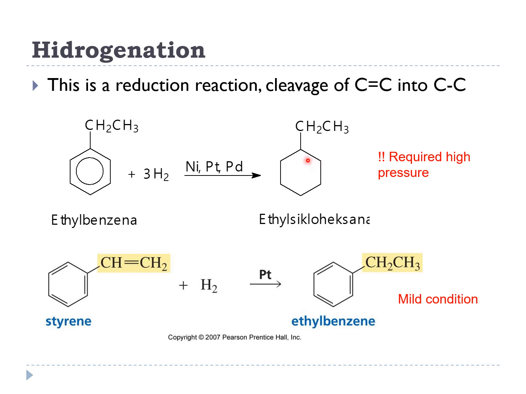Here you can see that the double bond of carbon atoms is cleaved into single bond carbon atoms. Remember, this reaction needs high pressure. So the ethyl benzene will be converted into ethyl cyclohexane. There will be the cleavage, or the reduction, of the double bond carbon atoms into single bond carbon atoms in the benzene ring.